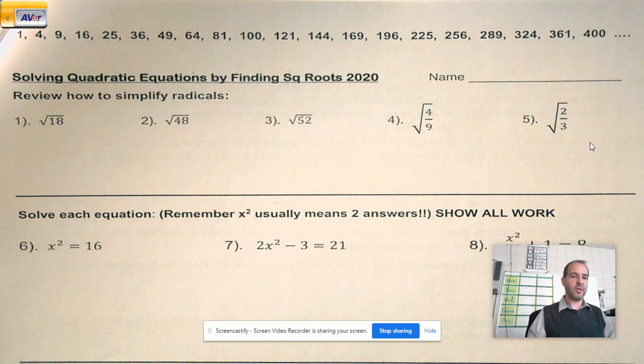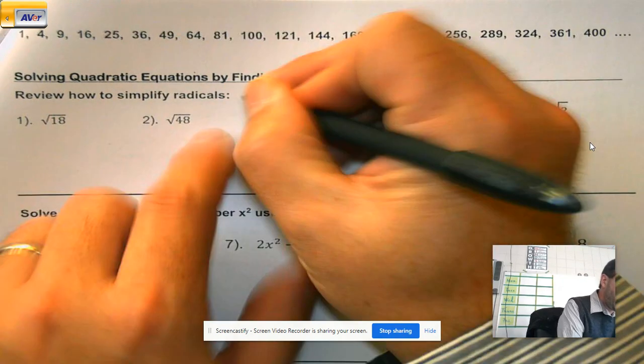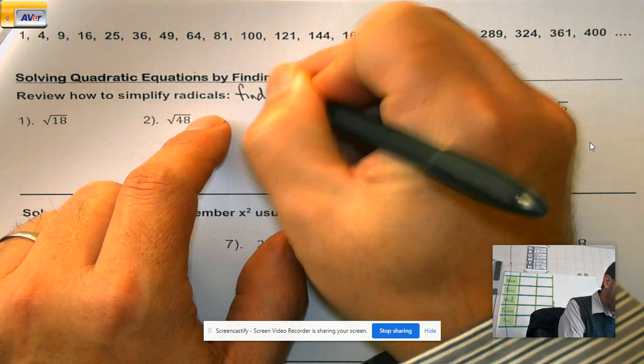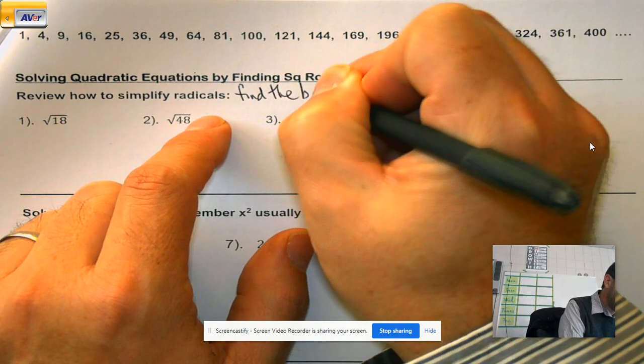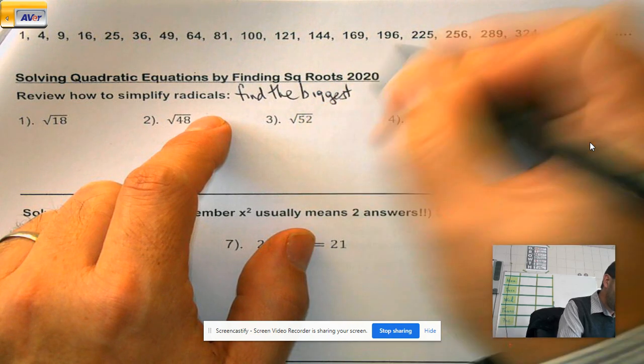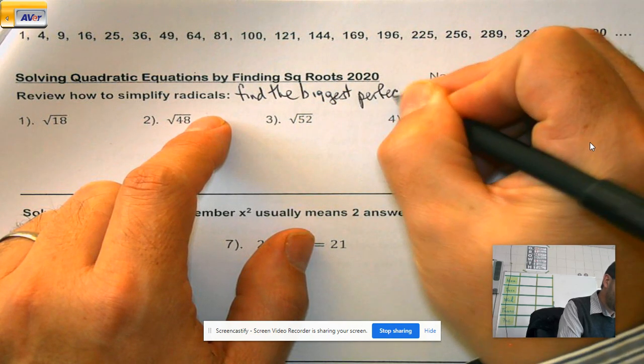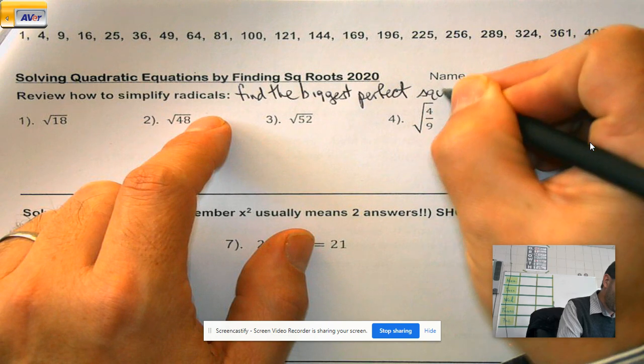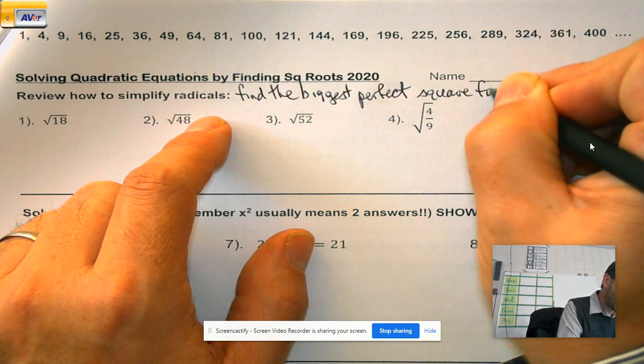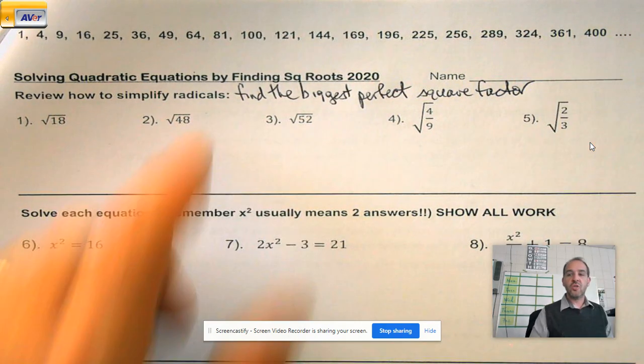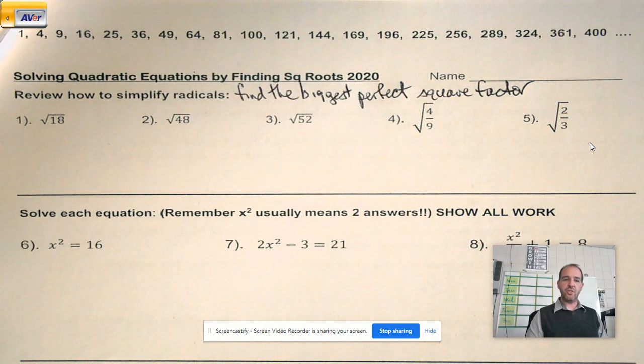And basically, we're looking for two numbers that multiply to the number underneath, but find the biggest perfect square factor, unless it's already a perfect square. So you'll notice across the top of the page are your perfect squares. Okay, there they are. 1 squared, 2 squared, 3 squared, and on up to 20 squared.